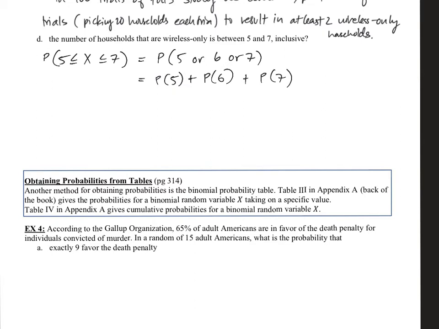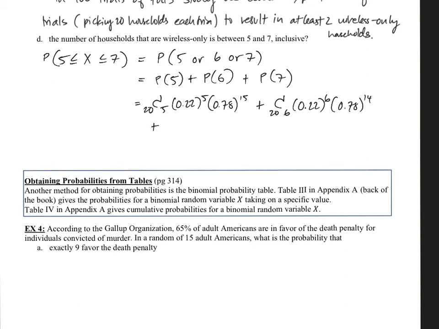And then we're going to have to write out the formula for each one of these. So P of 5 is going to be 20 choose 5, times the probability of success, which is 0.22 to the 5th power, and then the probability of failure to the 20 minus 5, so 15. Let's do it for 6. So for 6, we're doing 20 choose 6, 0.22 to the 6th power, and then 0.78 to the 20 minus 6, which is going to be 14.